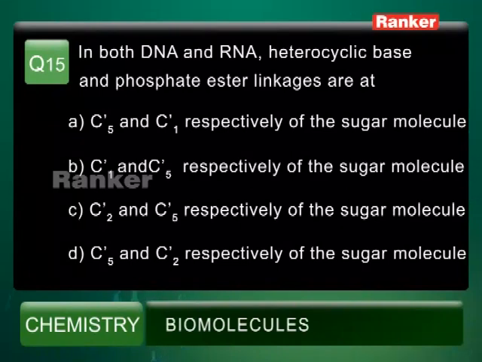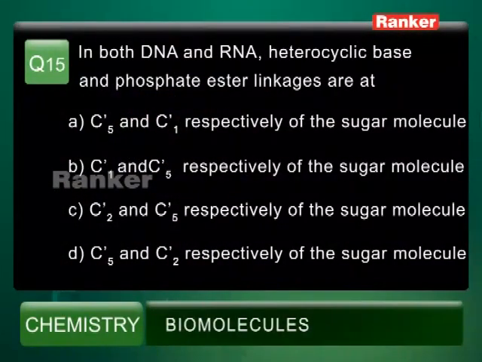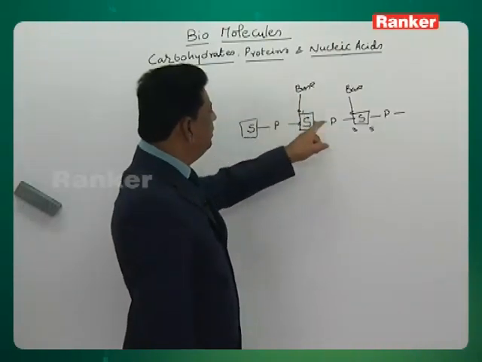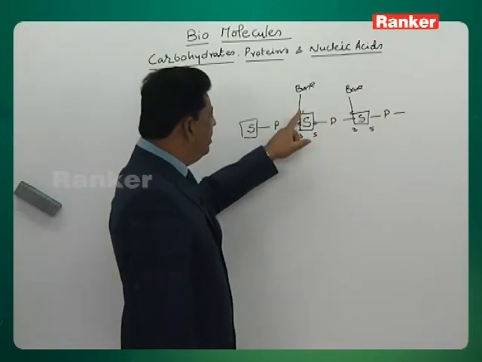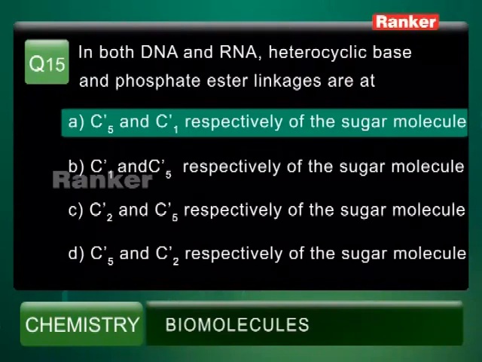So, he is asking specifically about a heterocyclic base attached at the first carbon and a phosphate ester, that is, to which carbon the phosphate is linked, which means the fifth carbon. So 5 and 1 respectively of the sugar molecule, option 1, is the right answer. The other option, 1 and 5, exactly reverse, is wrong. 2 and 5 is also wrong. 5 and 2 is also wrong. So, therefore, at the first carbon and the fifth carbon of a particular sugar, the phosphate ester and the base are involved. If 1, 3 were given, you could have also gone for that option, but the 1, 3 option is not given. So, therefore, 1, 5 is the right option. So, answer A will be the right answer.